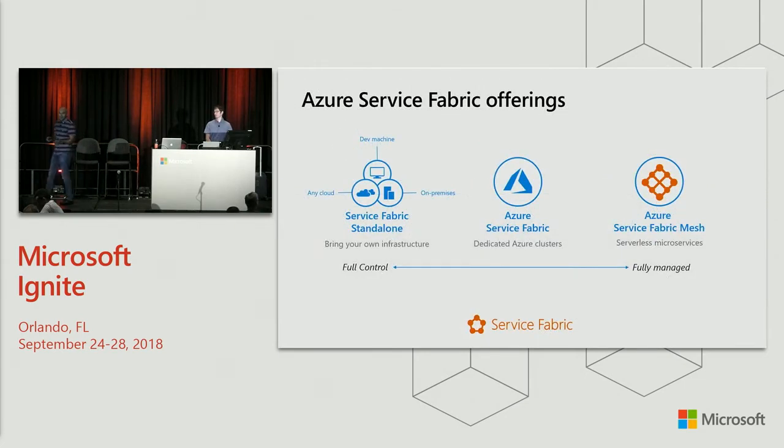So we have three offerings. I alluded to them earlier. So one is called Service Fabric Standalone. This is essentially the bits that we give you, which you can run on your local box, and you can also use that to stitch together a cluster on your on-premises, which means, let's say you have a ton of servers lying around on premises, you can stitch them together to form a Service Fabric cluster.